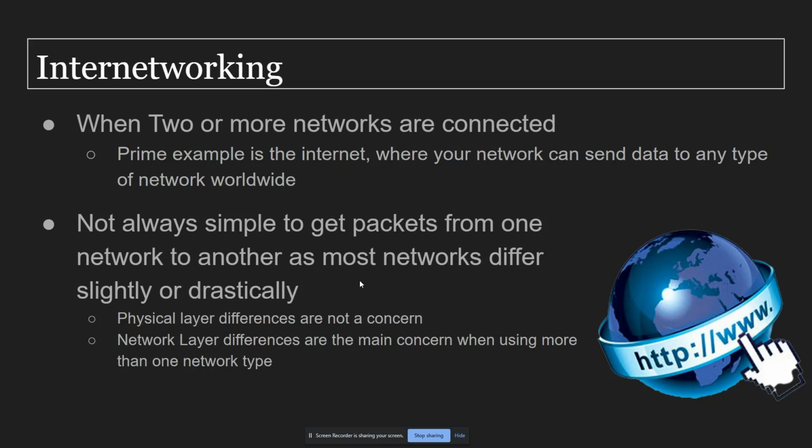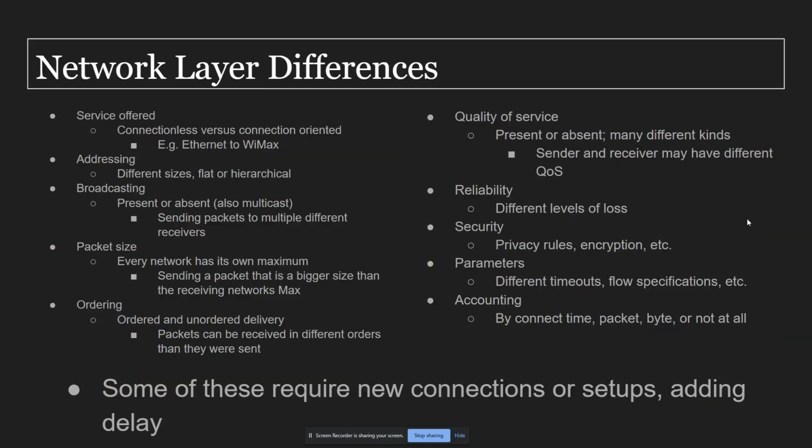It's not always simple to get packets from one type of network to another type of network, as they might differ slightly or even drastically. The physical layer is not that big of a concern when it comes to the differences in networks, while the network layer is a bigger concern when using more than one network type. Some of the key differences are noted as below.